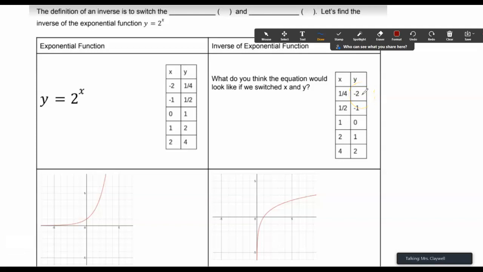Hi, this is skill 13.1 on exponential functions. So, intro to it. When we find inverses, we switch the input, which is x's, and the output, which is y's, and then find the inverse of them.